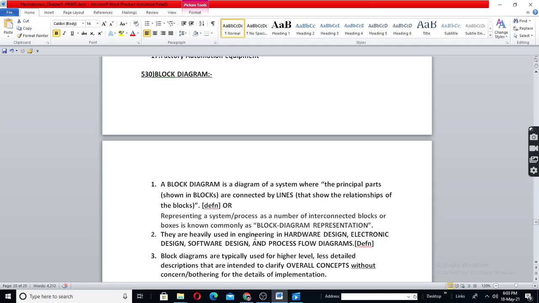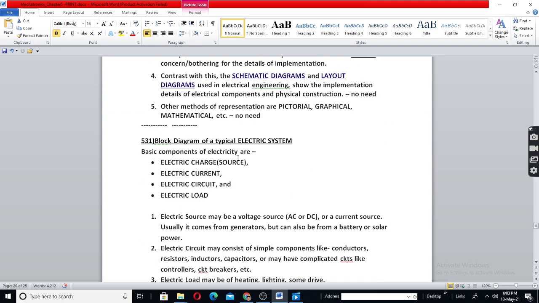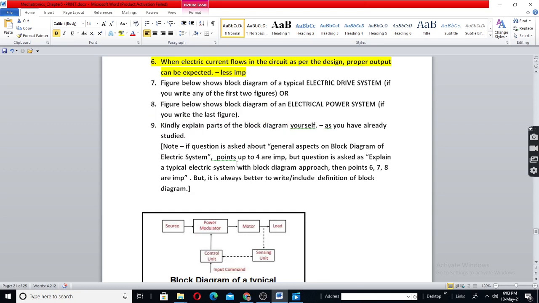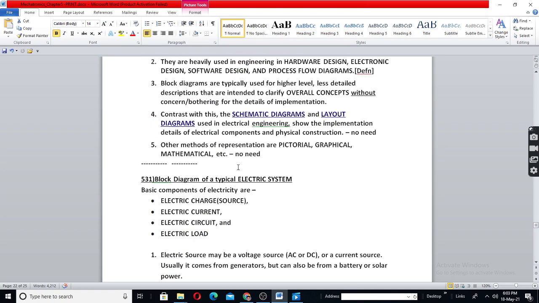Class 206, block diagram. So 206 means 76. So, block diagram approach.